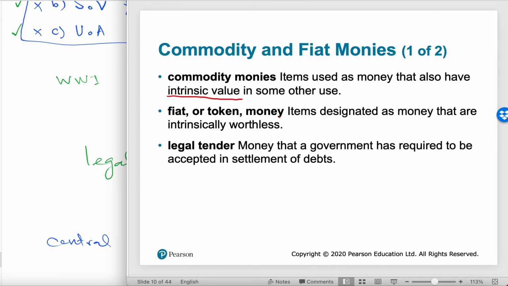Fiat or token money, or rather, it is wrong to say money. We should call them currency. Fiat or token currency is a medium of exchange, but may not necessarily be a good candidate for store of value or unit of account. These two depend on whether the prices are fixed or not.